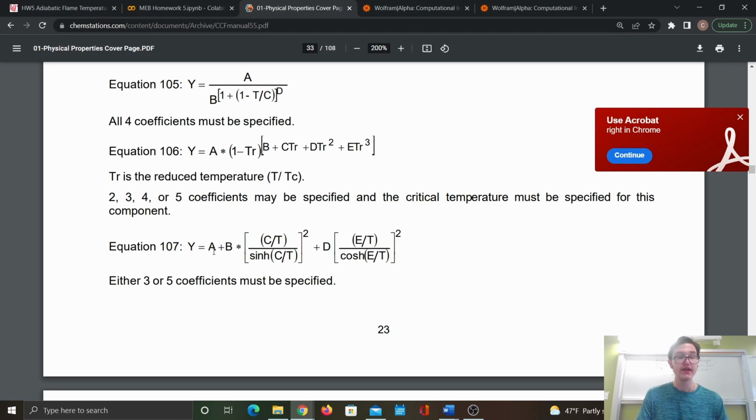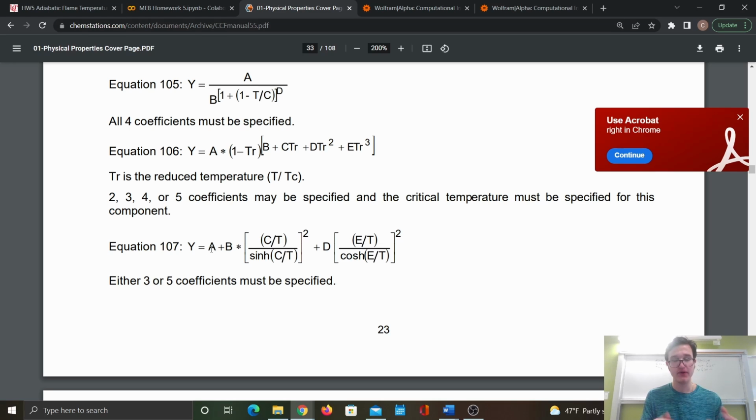So the heat capacity is equal to A plus B multiplied by the quotient of C divided by temperature, divided by the hyperbolic sine of C divided by temperature, and that quotient is squared, plus D multiplied by, again, the quotient of E over temperature, divided by the hyperbolic cosine of E divided by T, and that quotient here is squared.